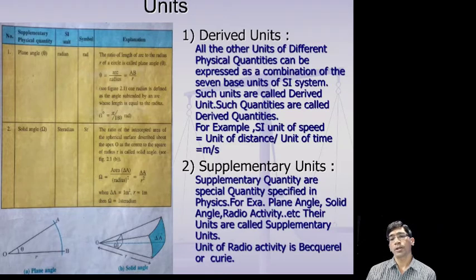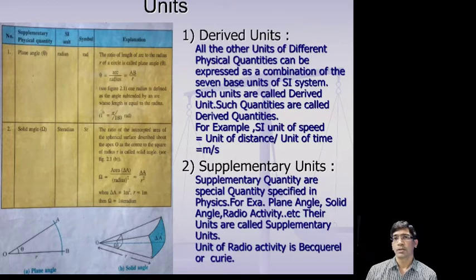So supplementary quantities are special quantities specified in physics, for example, plane angle, solid angle, radioactivity. Their unit is known as the supplementary unit. For the plane angle, the unit is the radian, symbol rad, small rad. And for the solid angle, the unit is steradian and the symbol is sr.